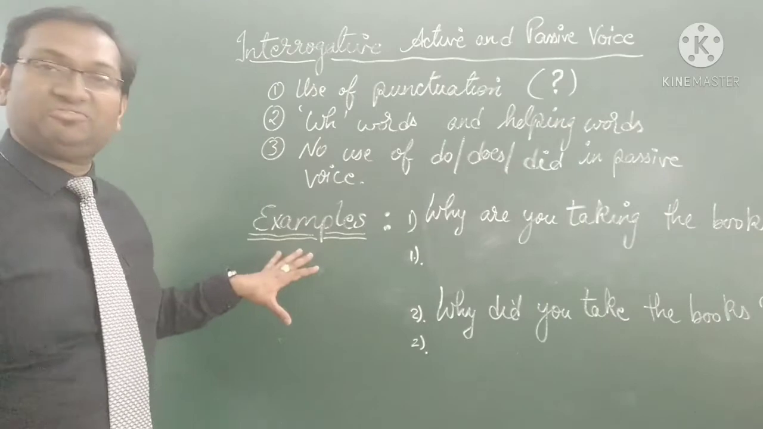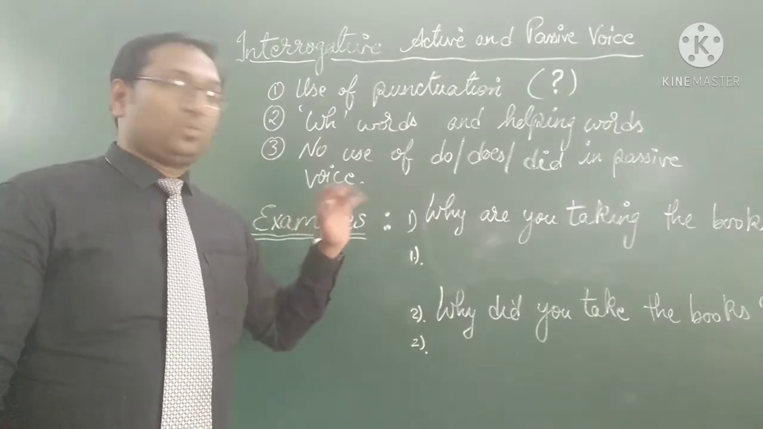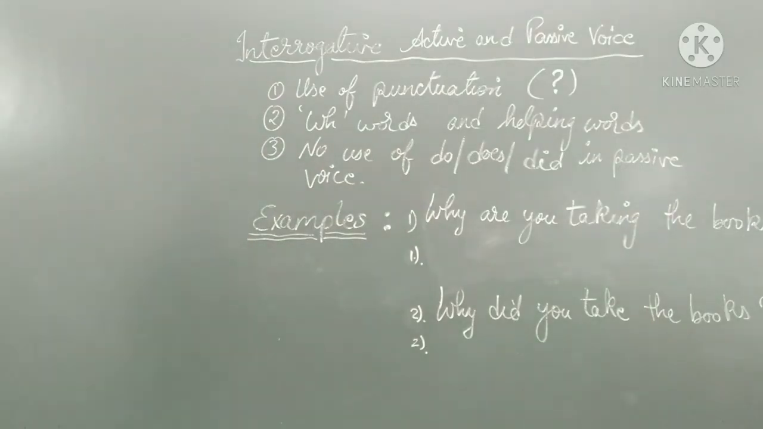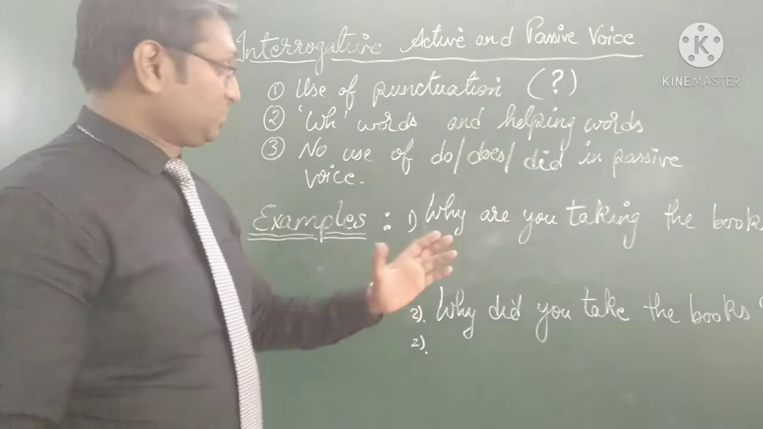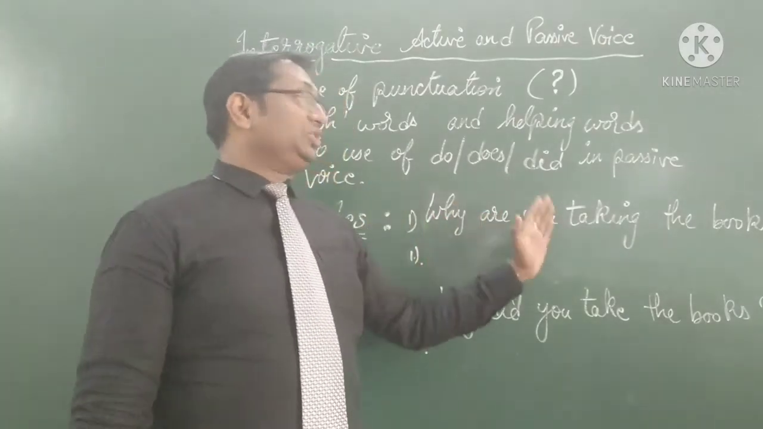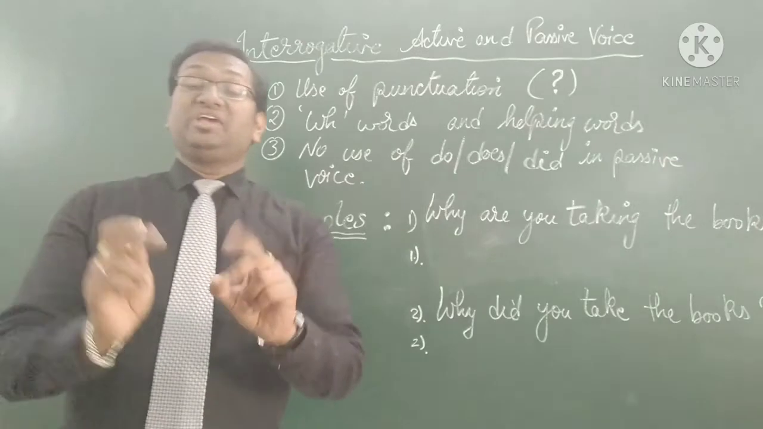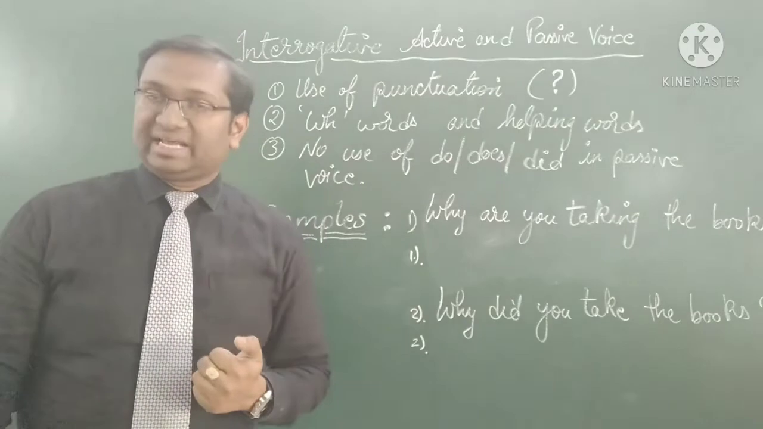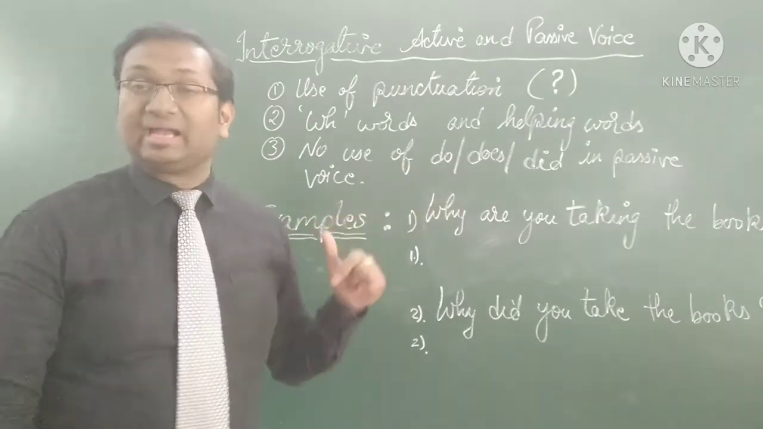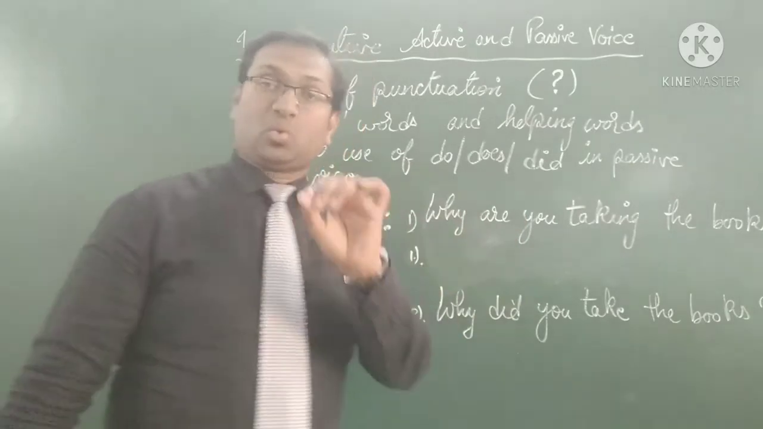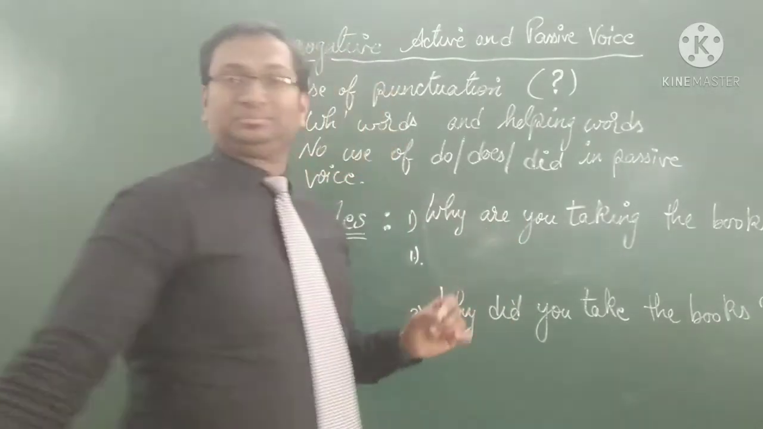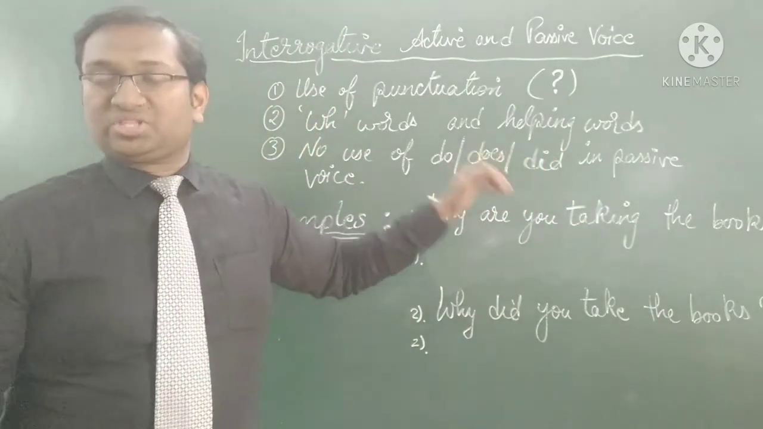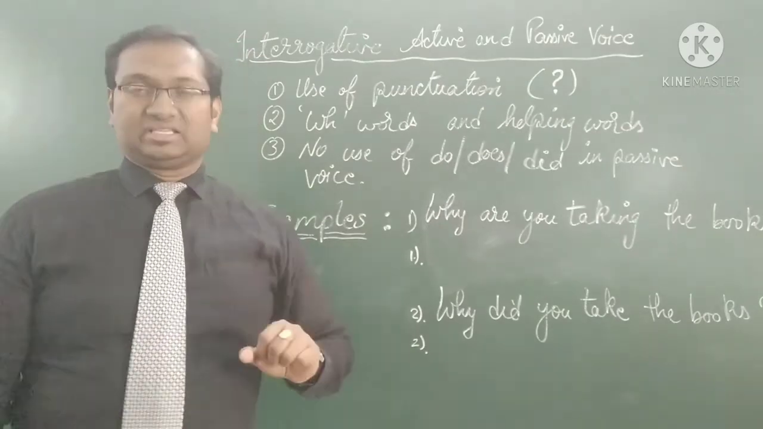Okay? Now there are a few examples. Let's see that. Read the first example. Okay, now the first example is, why are you taking the books? First, we have to see which tense this sentence is of. It is present tense, and which category? Present continuous. Why? Because it is written over here, are. And why is it continuous? Because the ing form of the verb is there. So this is present continuous tense.